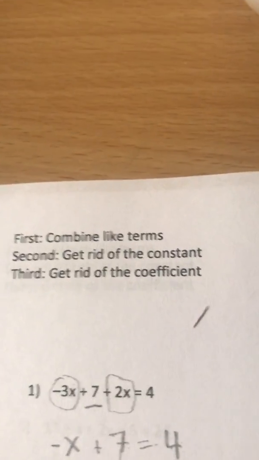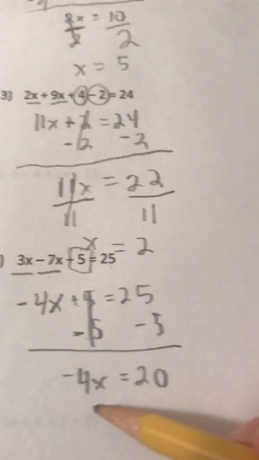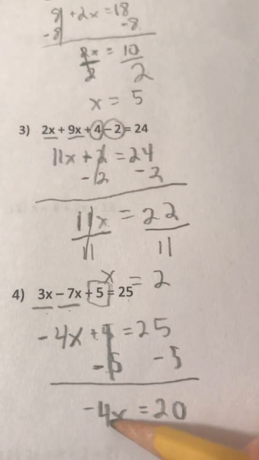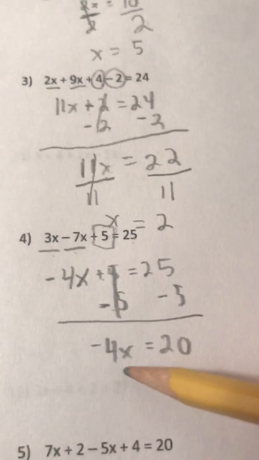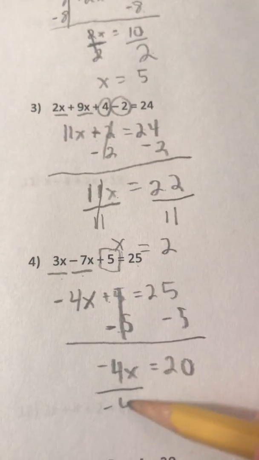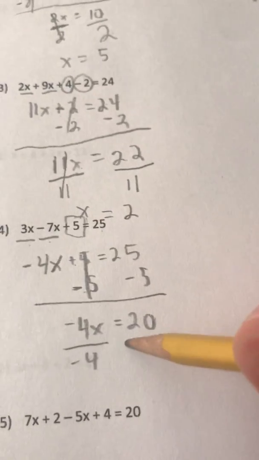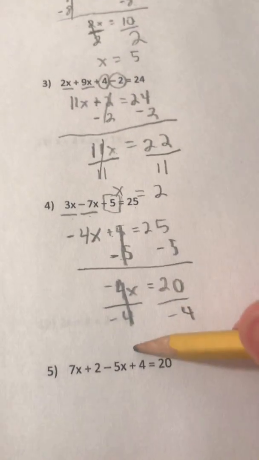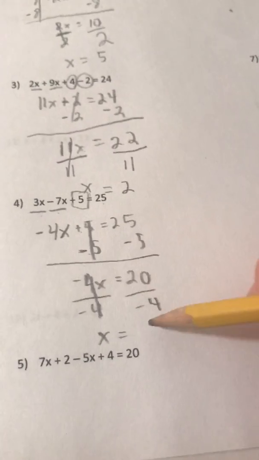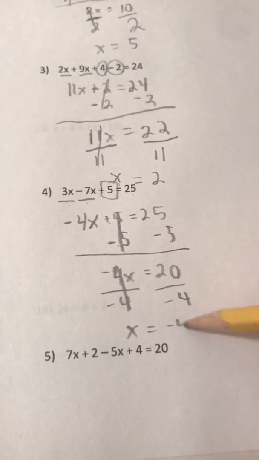Now that I've gotten rid of the constant, I'm going to get rid of the coefficient. Coefficient is the number right next to the letter. X and negative 4 are being multiplied, so I'm going to do the opposite. I'm going to divide by negative 4. What I do to one side, I do to the other. On this side, the negative 4's cancel out, leaving me with x. On this side, 20 divided by negative 4 is negative 5.